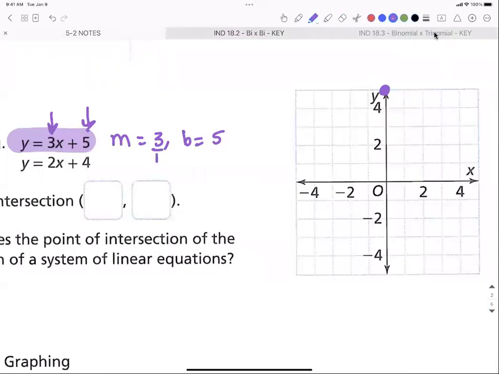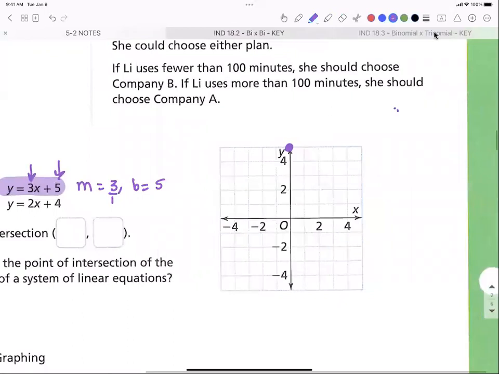So I'm going to put it over 1 because I know I can do that. And what that means, I'll just put it up here. 3 over 1 means I need to go up 3 and to the right 1 because it's positive, positive. But I don't have room to go up 3. I run out of graph.